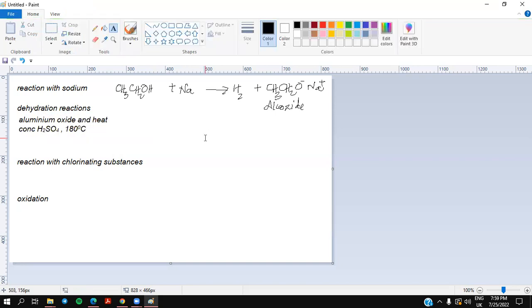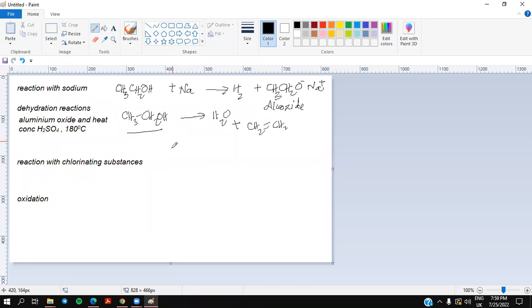When you dehydrate an alcohol, a water molecule goes out. For example, if I take this compound CH3CH2OH, it removes a water molecule and produces CH2 double bond CH2. An alkene molecule is formed. This is dehydration. This is also called an elimination type of reaction, because the water molecule goes out. Here, the reaction happens in this manner.